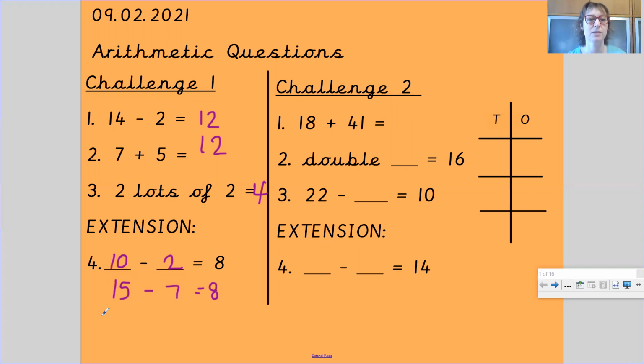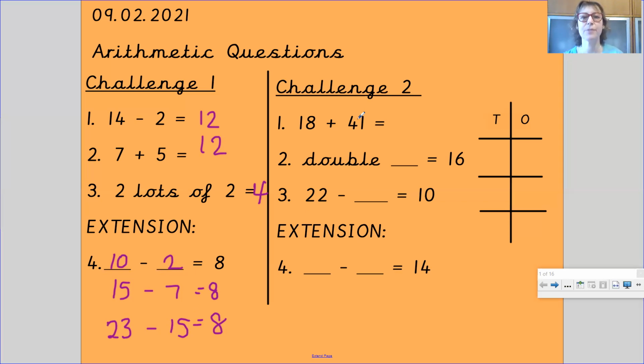Let's start another one. Let's do a higher one. 23 take away something equals 8. And I'm going to do exactly the same. I'm going to put the 23 in my head and I'm going to count backwards 8 and see where I land on. So 23, 22, 21, 20, 19, 18, 17, 16, 15. So 23 take away 15 equals 8. And there are lots and lots of different answers you could have had, and I will check those on Tapestry.